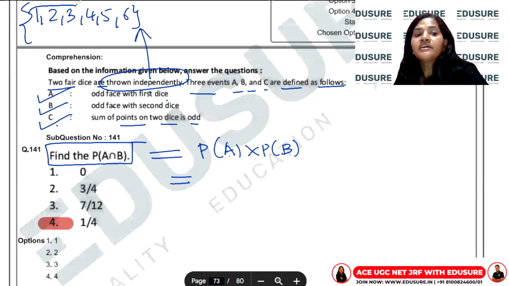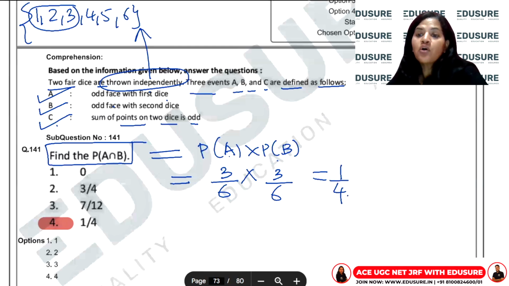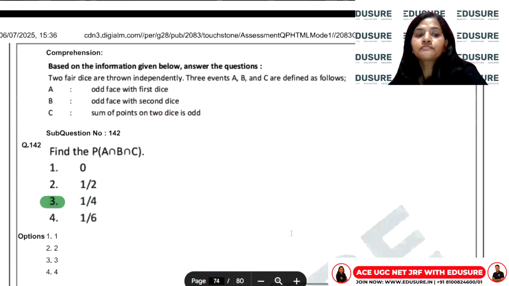So odd numbered faces are 3. So I have 3 out of 6 outcomes. Similarly, for B also, there are 3 out of 6 outcomes. So the probability is 1 by 4. It is based on the concept of probability of independent events. All right. Now let us look at the second one.